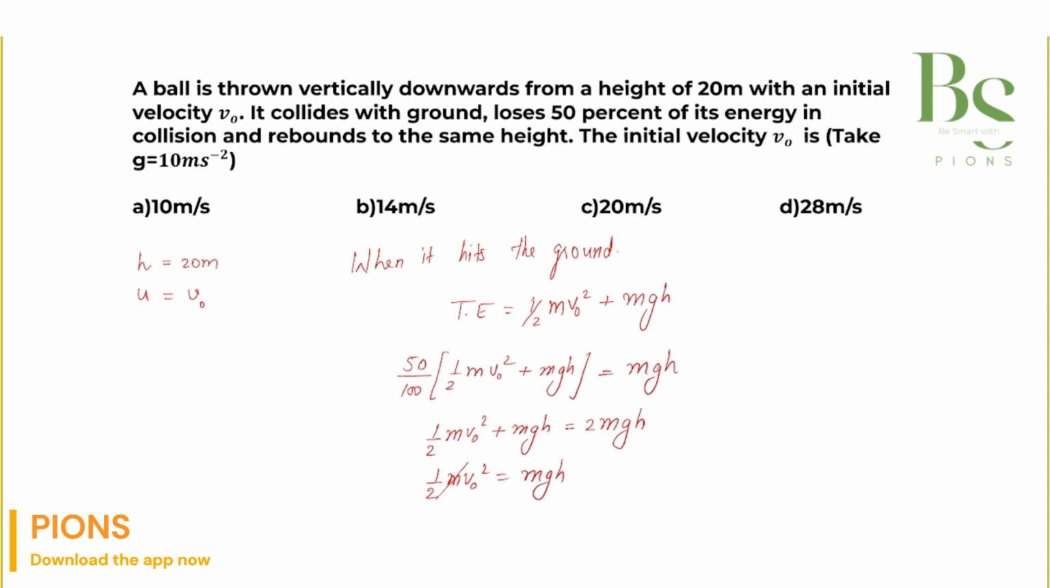Let's cancel out this m with m, correct? So we are left with v0 square equals 2gh. And how much is g? 10, they have said to take, and the height is 20 meters. So v0 square is equal to 400, or v0 is equal to 20 meters per second. That's our answer, option C.